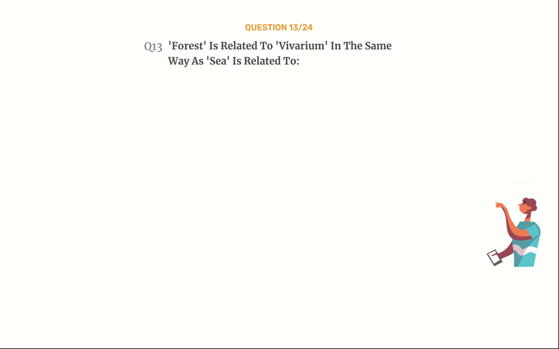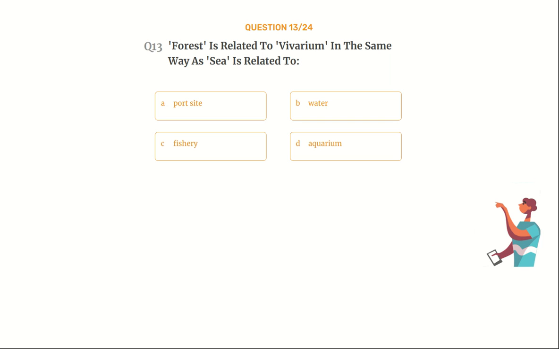Question number 13. Forest is related to vivarium in the same way as sea is related to? Option A. Pot site. Option B. Water. Option C. Fishery. Option D. Aquarium.